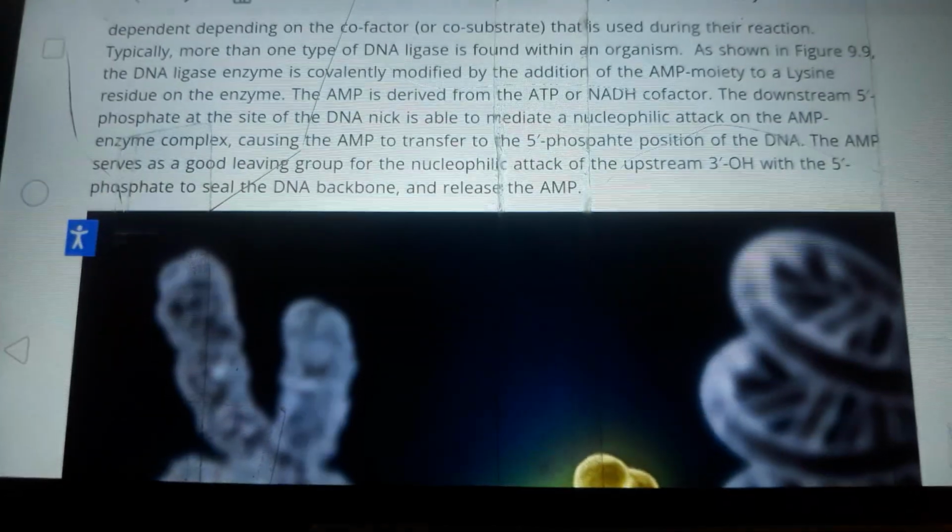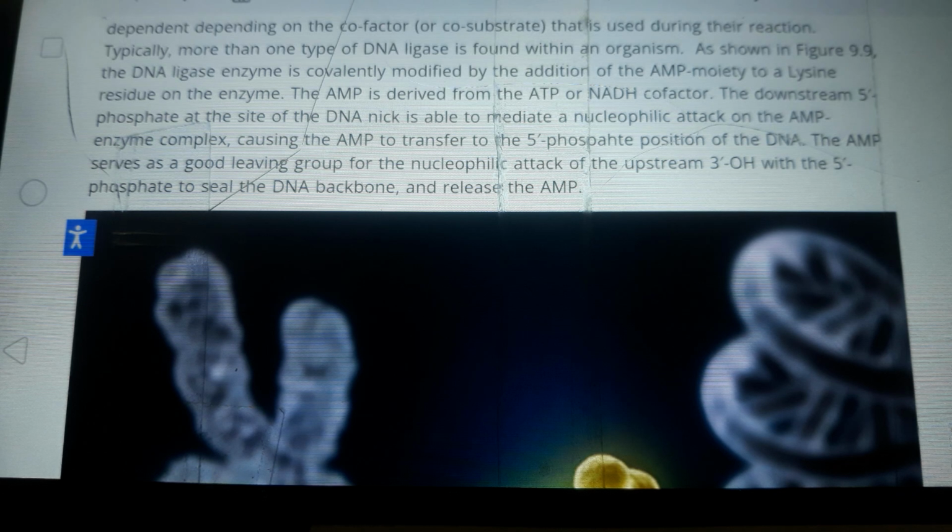The DNA ligase enzyme is covalently modified by the addition of the AMP moiety to a lysine residue on the enzyme. The AMP is derived from the ATP or NAD+ cofactor. The downstream 5' phosphate at the side of the DNA nick is able to mediate a nucleophilic attack on the AMP-enzyme complex, causing the AMP to transfer to the 5' phosphate position of the DNA. The AMP serves as a good leaving group for the nucleophilic attack of the upstream 3' OH with the 5' phosphate to seal the DNA backbone and release the AMP.